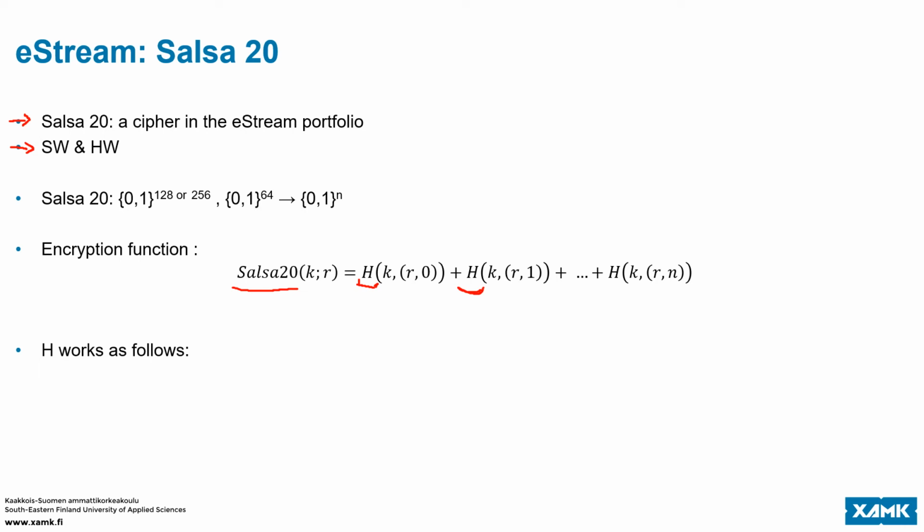This h function actually uses three parameters. There's the one-time key k, there is the seed value or random value r, and then there is also a counter n, which you can see from the previous two uses of the h function here and here. It's actually just counting how many times we have used this h function. And next we can look at how this h function actually works.